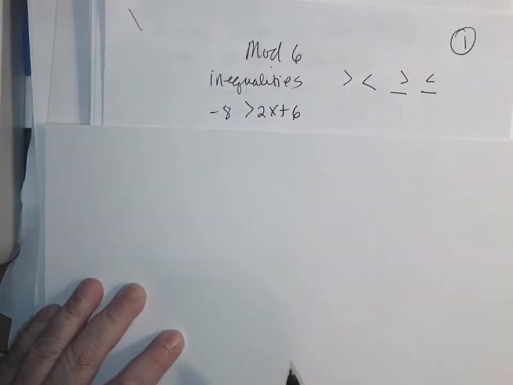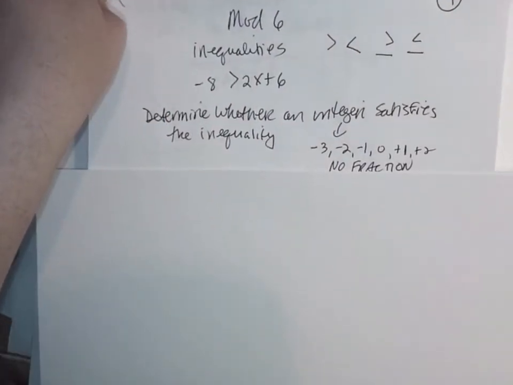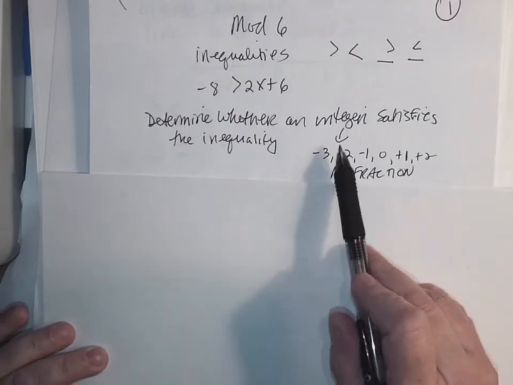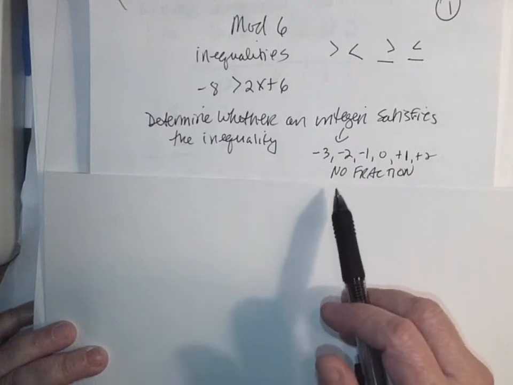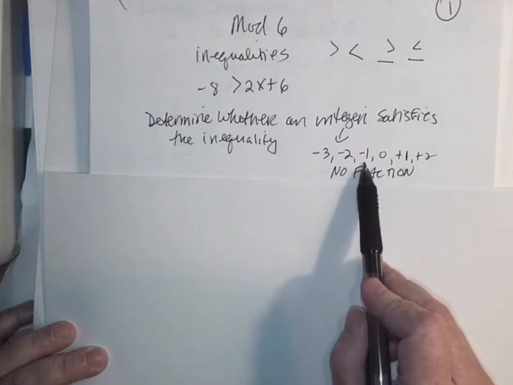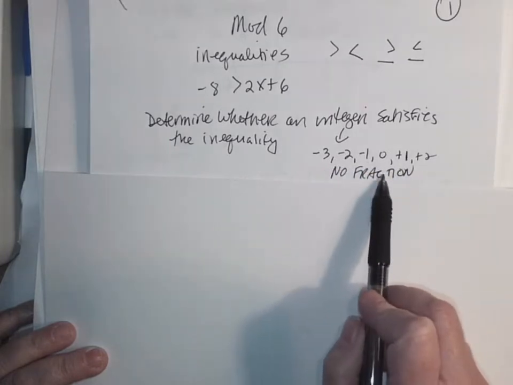So let's look at the first part. The first part is going to be determining whether an integer satisfies this inequality, whether or not it makes it a true statement. And we're going to be inputting integers where those variables exist in that inequality. An integer is a number like -3, -2, -1, up to +2. It does not have any fractions in it.